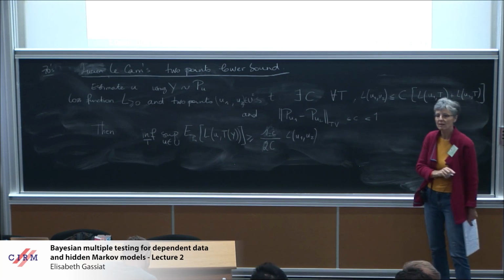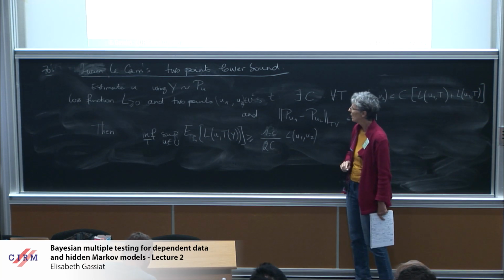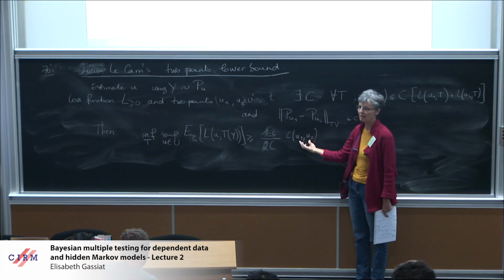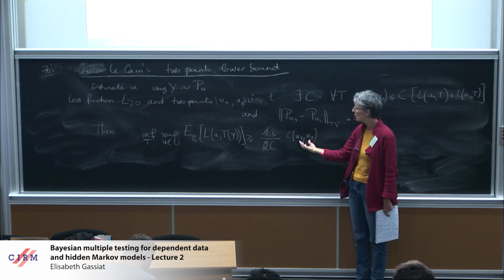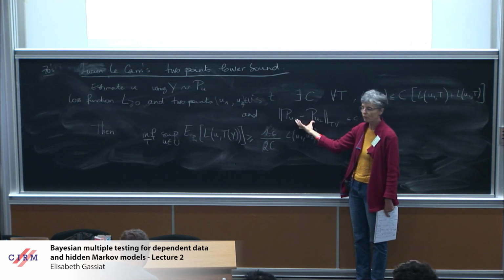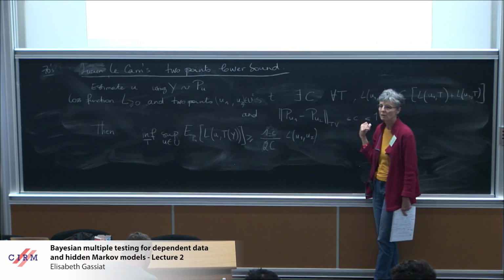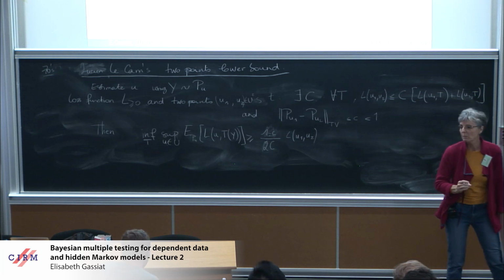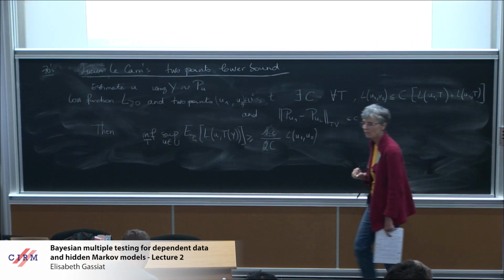This means that as soon as you find a large loss between u1 and u2 for distributions that are not too far, then you have a lower bound for your minimax risk. And the proof is one line.